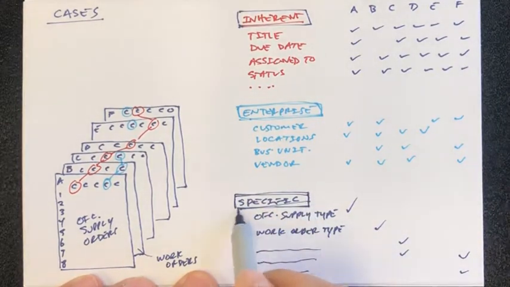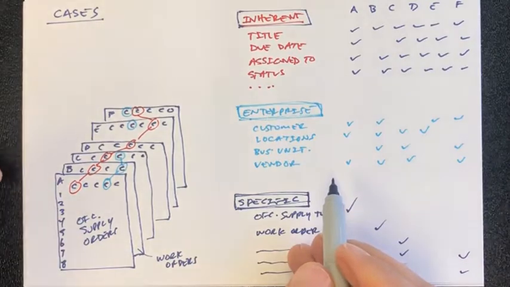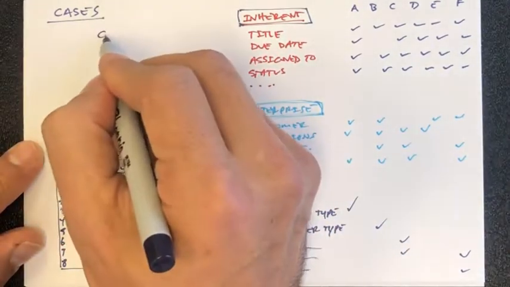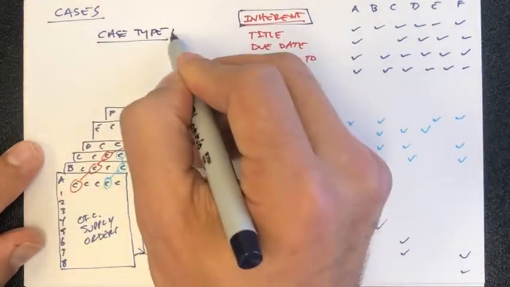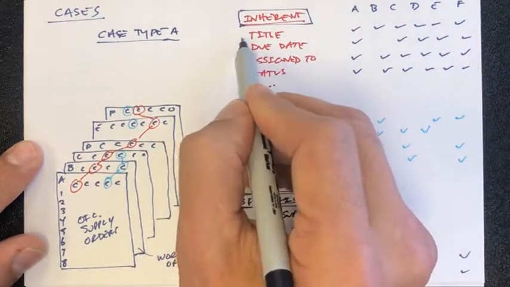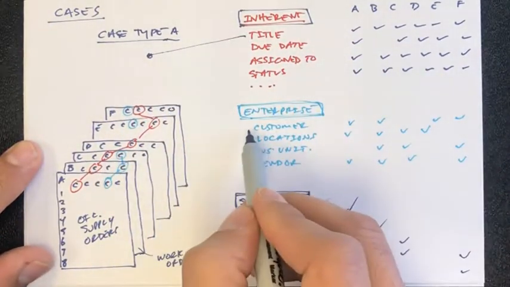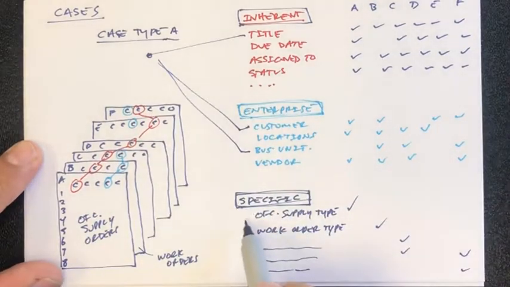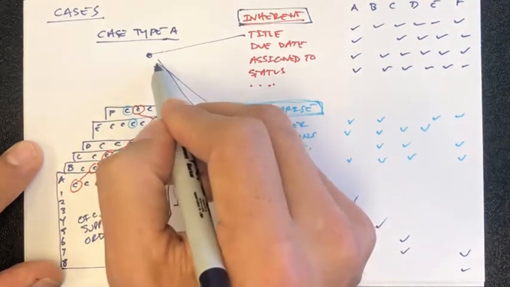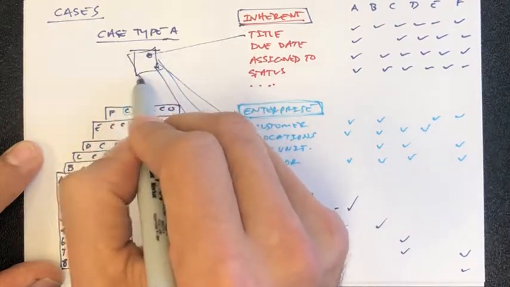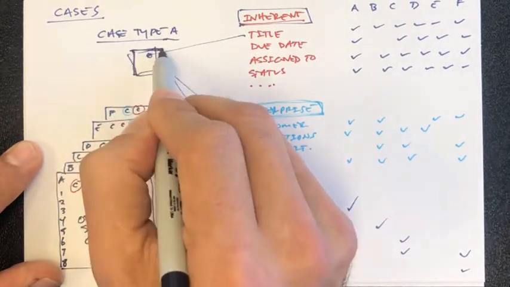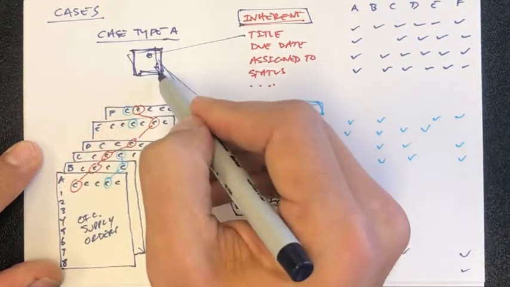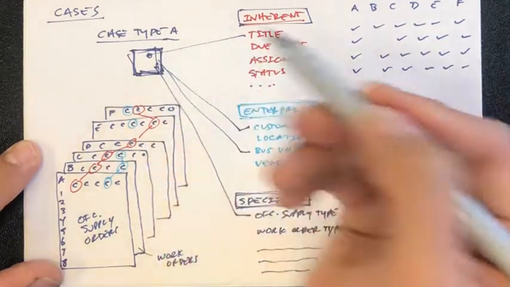and we think of those as specific items. Now, what cases allows us to do is to create a case type, and case type A gets all of the inherent stuff. We can choose the enterprise things that we want, and then we can make up specific things that would be on that list, and we create that case type in the system, and now we're able to manage it as if it's its own individual to-do list.